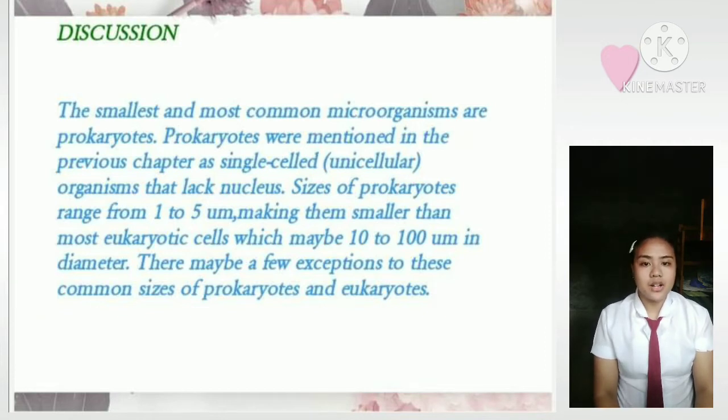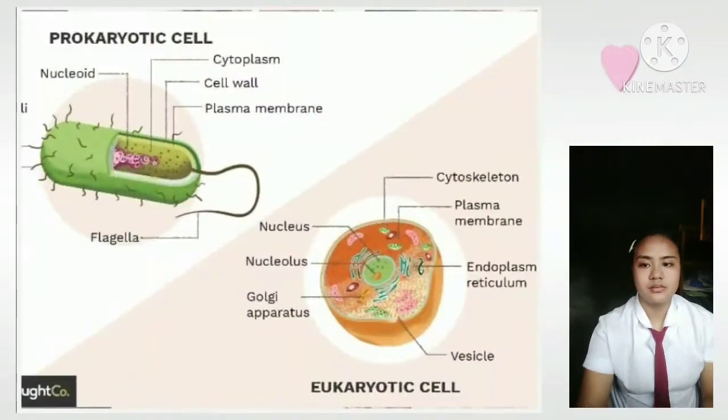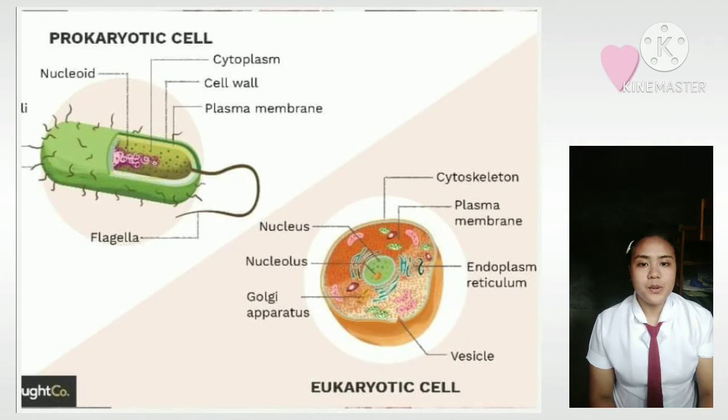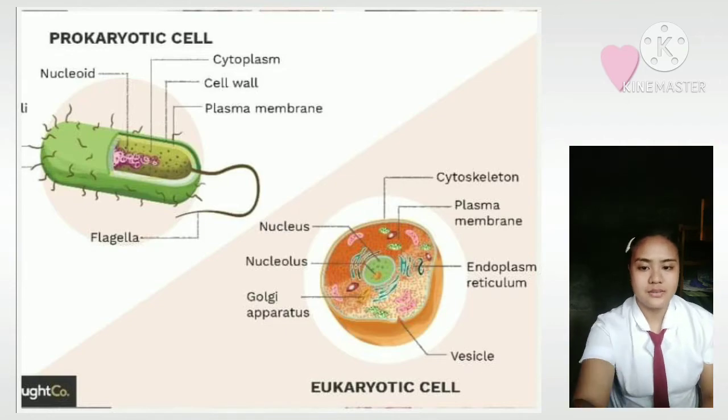So, sinasabi na ang prokaryotes is mas maliit sa eukaryotic, na sinasabing ang eukaryotic ay mas malaki kaysa sa prokaryotes. So, ang prokaryotes ay nagre-range sa size na 1 to 5 micrometers, samantalang ang eukaryote cell is nagre-range sa 10 to 100 micrometers in diameter. Yan po yung image ng prokaryotic cells and eukaryotic cells. So, mapapansin natin na mas maliit ang prokaryotic sa eukaryotic cell.